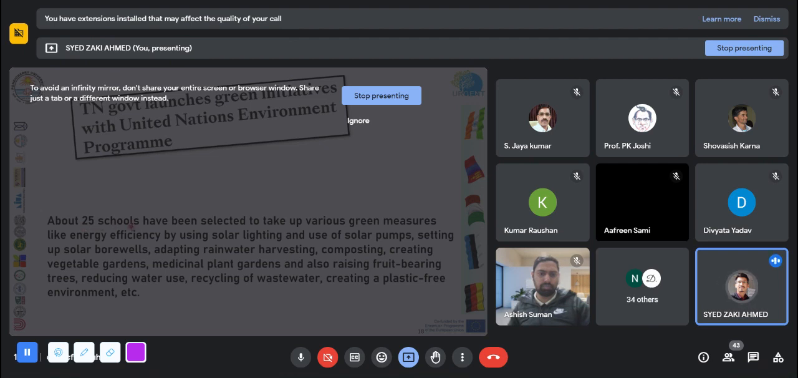So 25 schools have been selected to take up various green measures such as solar lighting, solar bore wells, adapting rainwater harvesting, composting, creating vegetable gardens, medicinal plant gardens, and also raising fruit bearing trees, reducing the water usage, recycling of wastewater, creating a plastic free environment. So these all things are linked to the mitigation of climate change and making it a greener area.